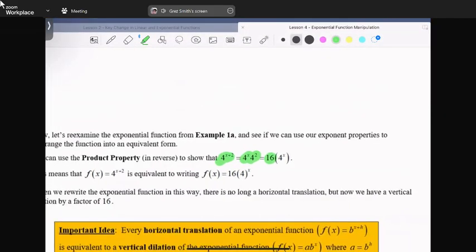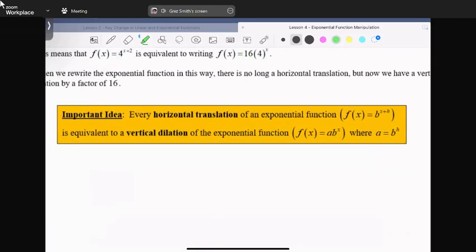Okay, so what we can say is, and this is our important idea, every horizontal translation of an exponential function of the form f of x equals b to the x plus h is equivalent to a vertical dilation of the exponential function f of x equals a times b to the x. And the relationship between a, the stretch, and the horizontal translation is given there.